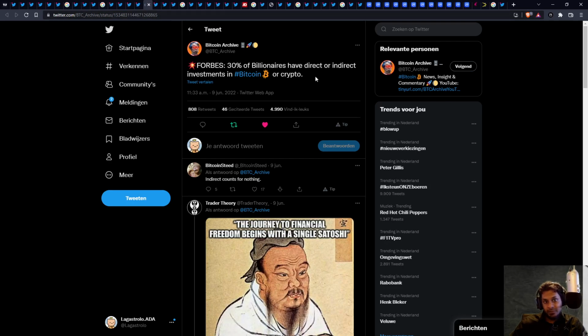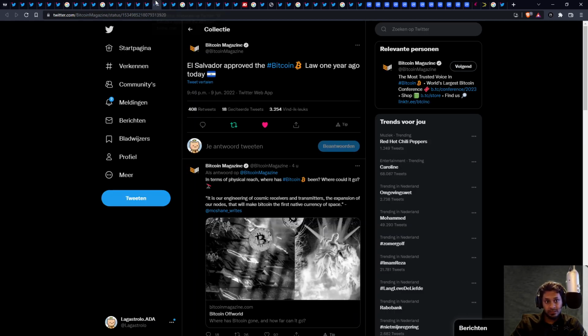Okay, Forbes: 30% of billionaires have direct or indirect investments in Bitcoin or crypto. So we can see the billionaires, they're basically one of the older generation. They're also slowly getting into Bitcoin and cryptocurrency and blockchain. It's something that you cannot avoid or deny, it's definitely going to be the future, 100%. So they have to, otherwise they'll lose money on that.